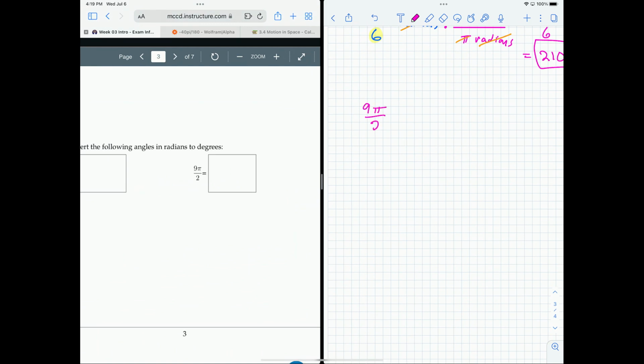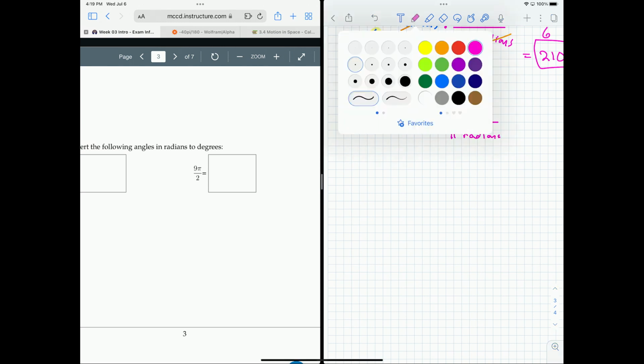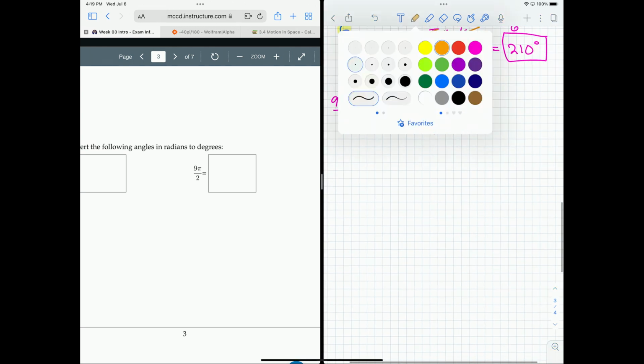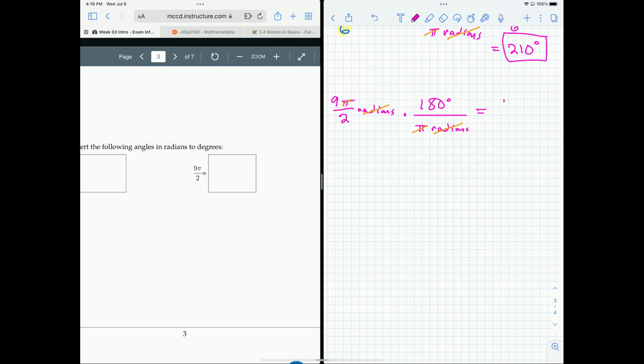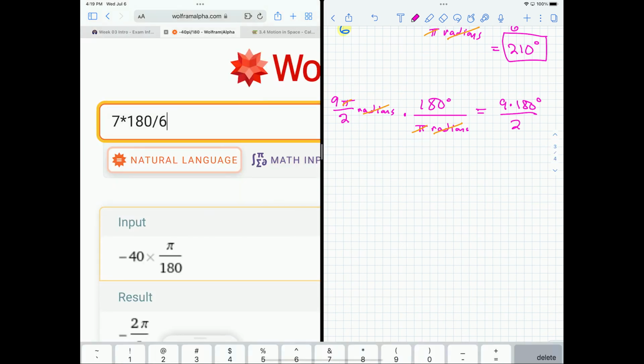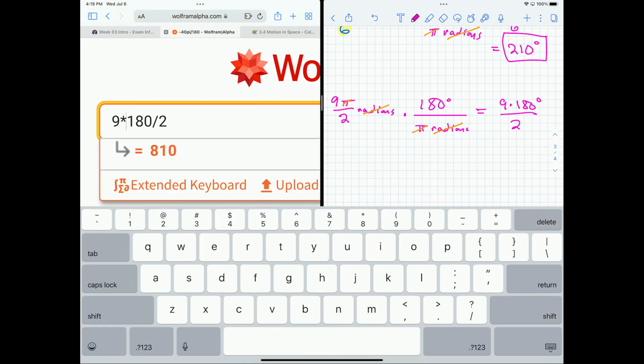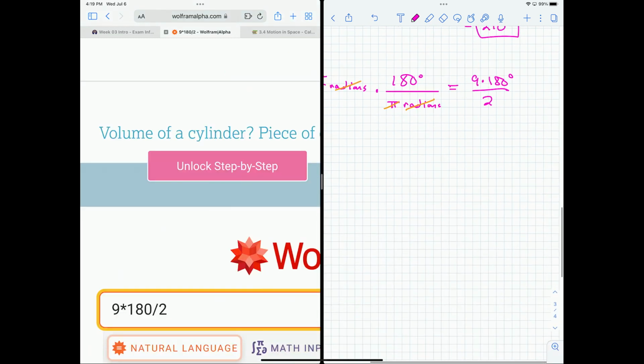So 9 pi over 2, that is in radians, multiplied by our conversion factor, which is pi radians and 180 degrees. The pi will cancel, the radians will cancel. You're going to have 9 times 180 degrees, and it looks like a 2 on the bottom. So 9 times 180 over 2, it was what, 810 degrees.